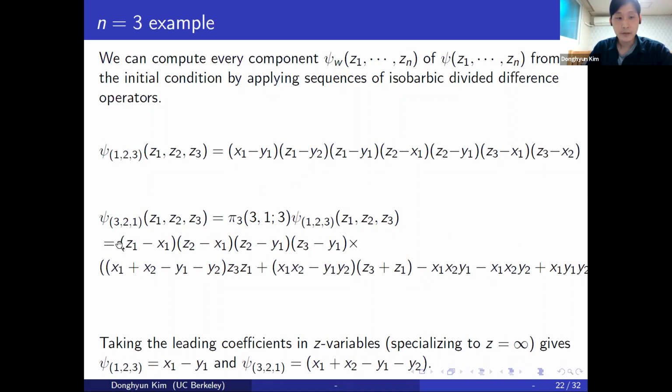And the leading coefficient in z variables is here: x_1 plus x_2 minus y_1 minus y_2. So psi of the identity permutation is x_1 minus y_1, and psi of 3 2 1 is x_1 plus x_2 minus y_1 minus y_2. We have already seen this before at the beginning of the talk.